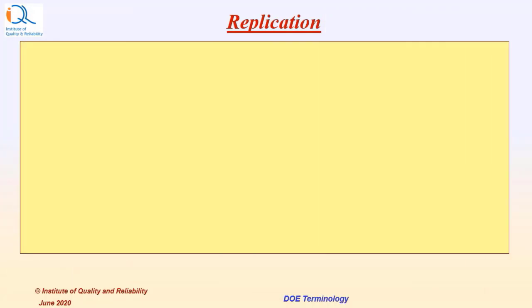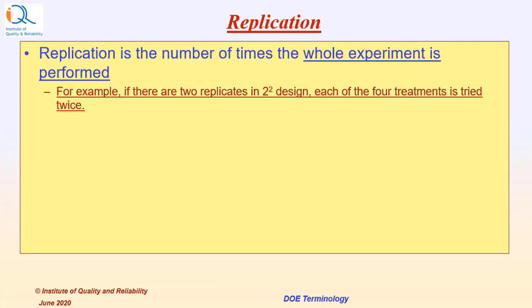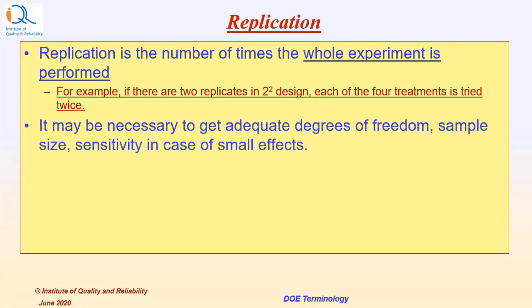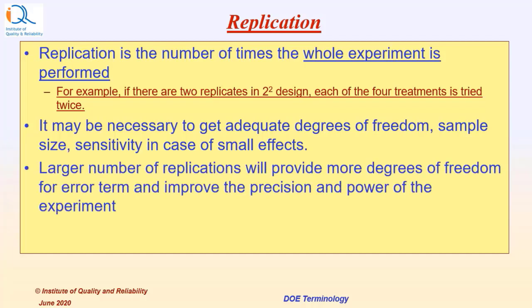Let us look at replication. Replication is the number of times the whole experiment is performed. For example, if there are 2 replicates in 2 to the power 2 design, each of the 4 treatments is tried twice. It may be necessary to get adequate degrees of freedom, sample size, and therefore sensitivity in case of small effects. Larger number of replications will provide more degrees of freedom for error term and therefore improve the precision and ultimately the power of the experiment.